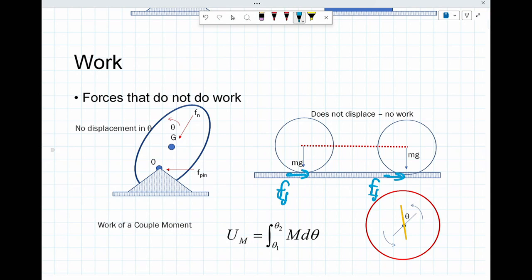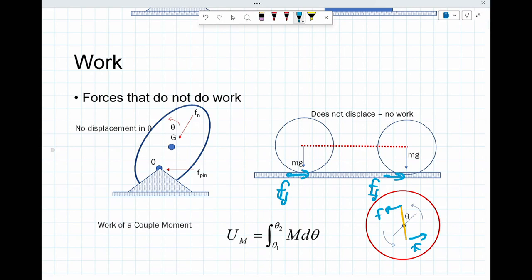The other thing to get used to, and it's the only new sort of work, and the reason why you will continue to use work in your problems, is that there is work of a couple moment. And a couple moment just refers to, say, for example, if I had 2 forces that are applied here, their distance r over 2 apart, the result is r over 2 plus F r over 2 del theta, and you'll end up with M d theta, theta 1 to theta 2.